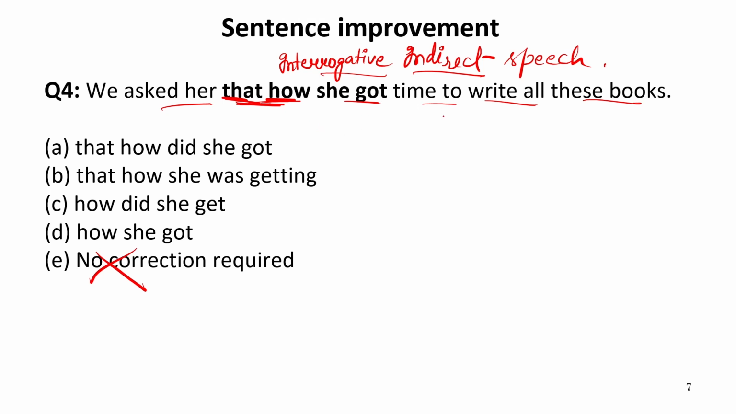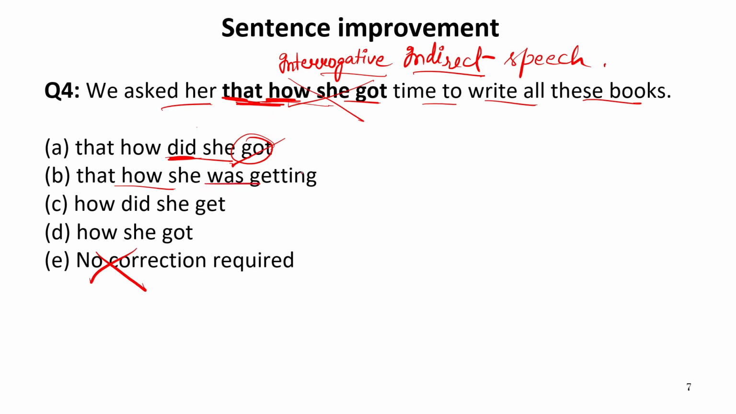Now what will be the correct sentence is the requirement of the rules of indirect speech in an interrogative structure. Whenever we convert a sentence of interrogative structure into an indirect speech, we should keep in mind that the interrogative structure will be converted into assertive part or assertive sentence or a declarative statement. Now, if I write how she got, this is for sure incorrect. Did is verb second form, but we cannot use verb second form with did. In fact, with did, we only use first form of the verb.